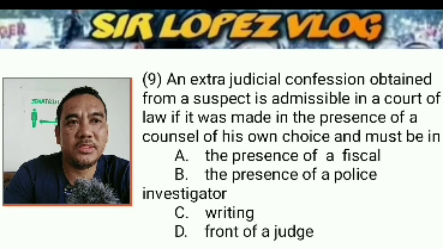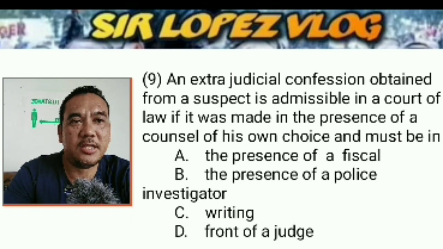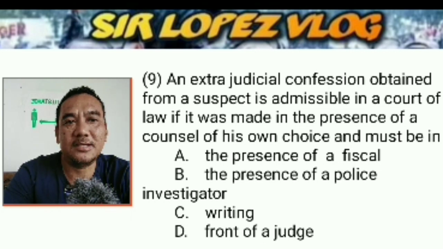An extrajudicial confession obtained from a suspect is admissible in a court of law if it was made in the presence of a counsel of his own choice and must be, letter A, in the presence of a fiscal or prosecutor. Letter B, the presence of a police investigator. Letter C, in writing, or letter D, in front of a judge. Number 10.